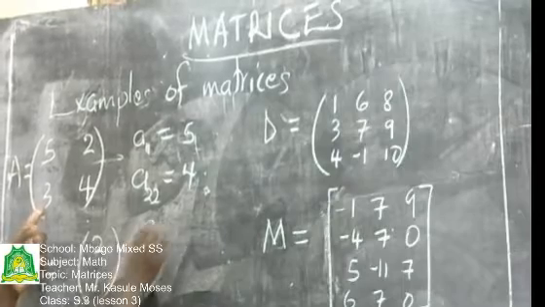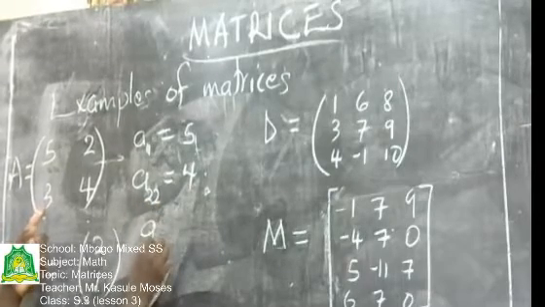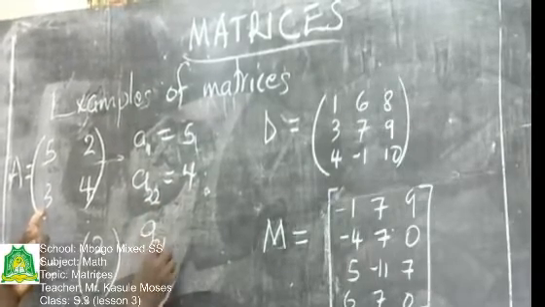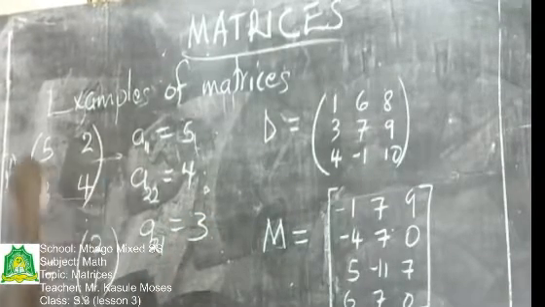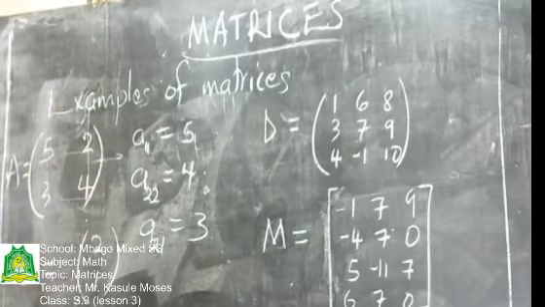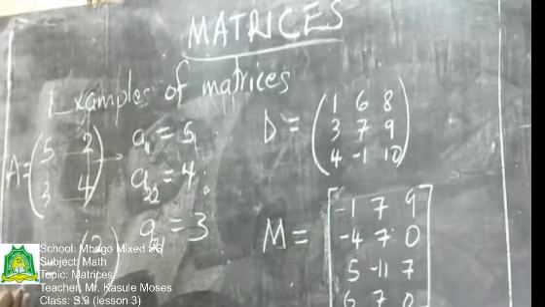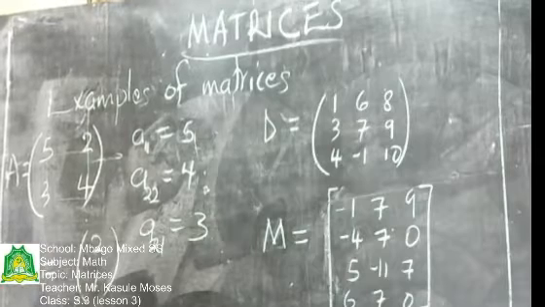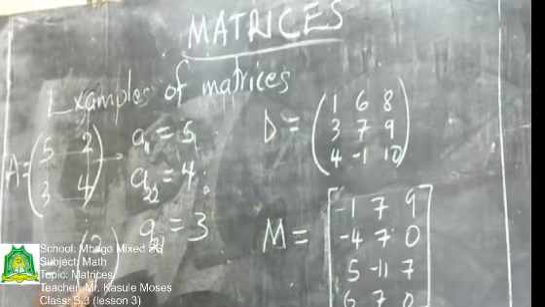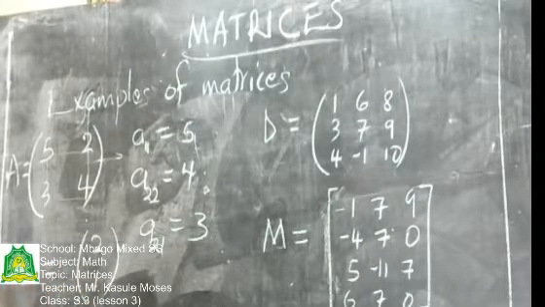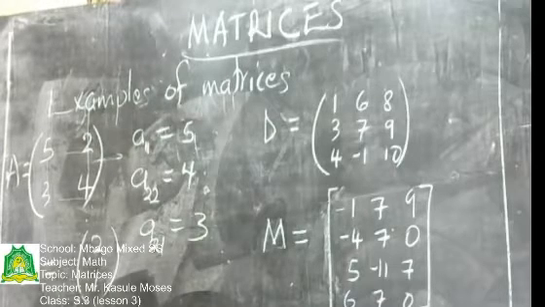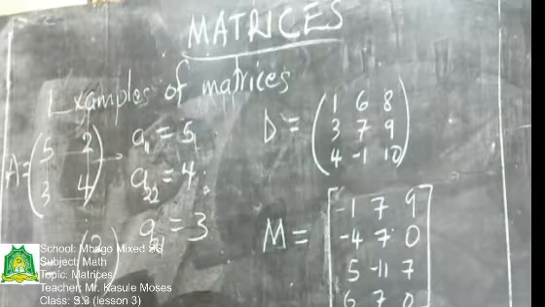So element 3, that is second row and then the first column. That is my element 3. Rows, then columns. When you go to matrix B, our element 1 lies in the second column. That is the first row. So matrix B has only one row. Matrix C has 2 rows and then 3 columns.